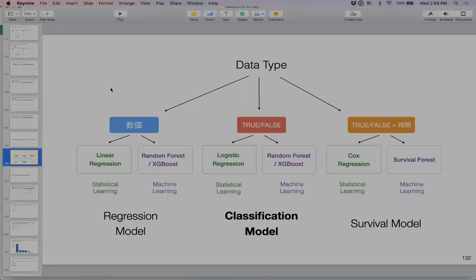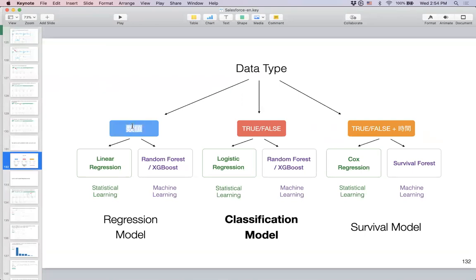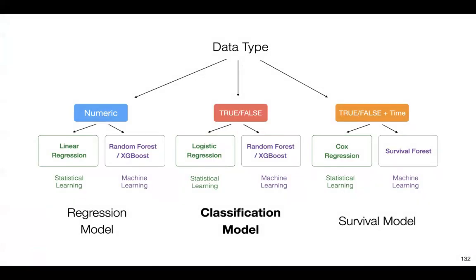Sorry, this is somehow Japanese. So like this is numeric, and this is time. Okay. So the center one, the true or false or logical data type.